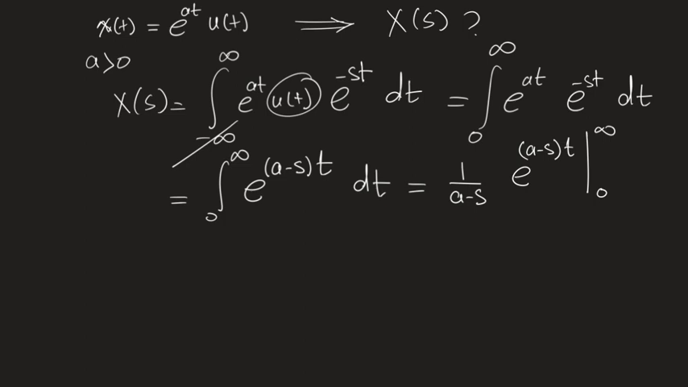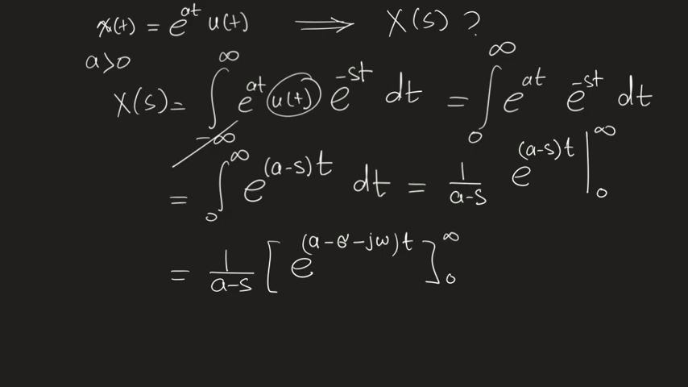So remember, a is greater than 0, right? Now let's open that s into the real and the imaginary part of it. Okay, so we end up with what? This is equal to 1 over a minus s. Leave the outside thing, doesn't matter to me. And let's open the inside thing. So e to the a minus, and then s is equal to sigma plus j omega, so minus s becomes minus sigma minus j omega, okay? And the whole thing is multiplied by t, and I have to substitute at infinity and 0.